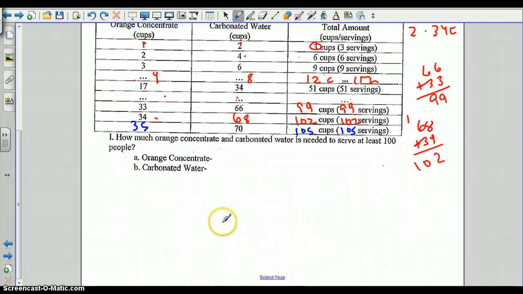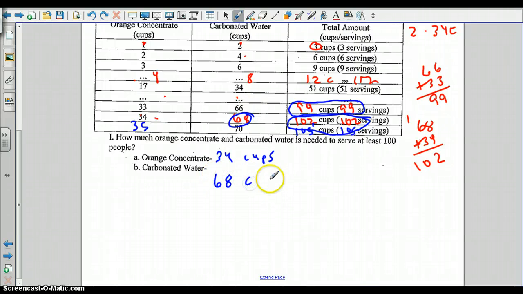So now here's the question, once we've done that. How much orange concentrate and carbonated water is needed to serve at least 100 people? So we've got to serve no fewer than 100. So right here we're serving 99, so we're 1 short. Since we have to keep that same formula, we have to go up to the next level, 34 and 68, which would be right here. Now we're serving extra, but we have to have at least 100, so it's fine to go over by 2 people. We just can't go under. So it looks like we need 34 cups of concentrate, and 68 cups of carbonated water. And so now you're done with A.